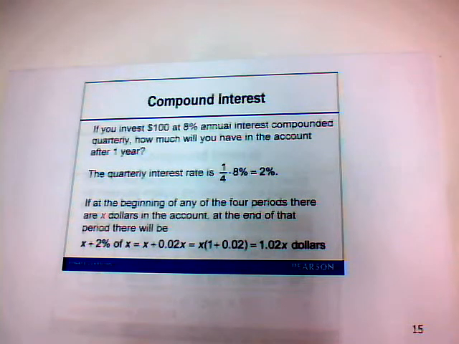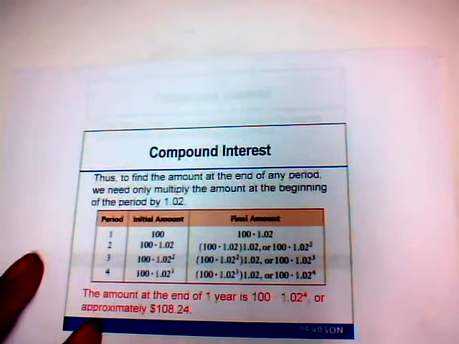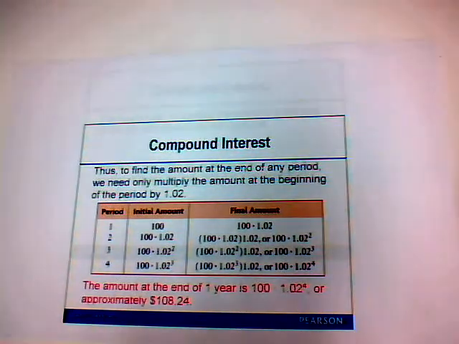If at the beginning of any of the 4 periods there are X dollars in the account, at the end of that period there will be X plus 2% of X dollars, which is equal to X plus 0.02 times X, or X times the quantity 1 plus 0.02, or 1.02X dollars. So here we want to find the amount at the end of any period. We need to only multiply the amount at the beginning of the period by 1.02.